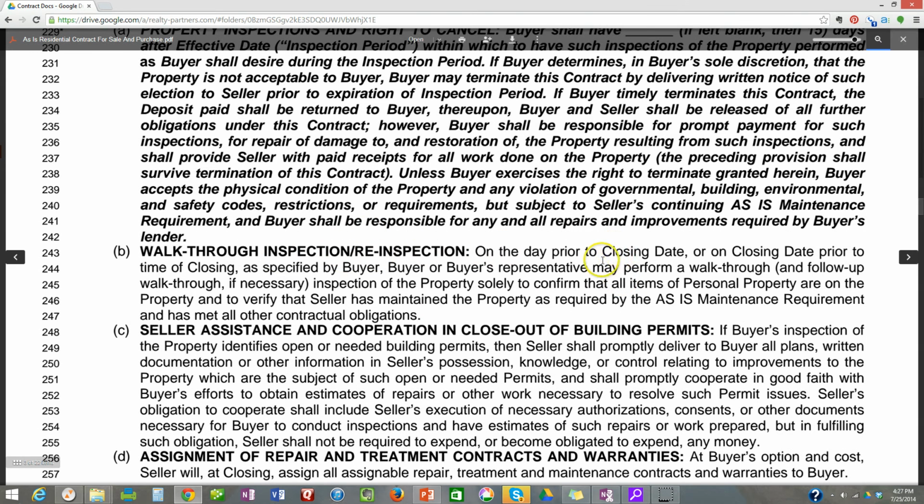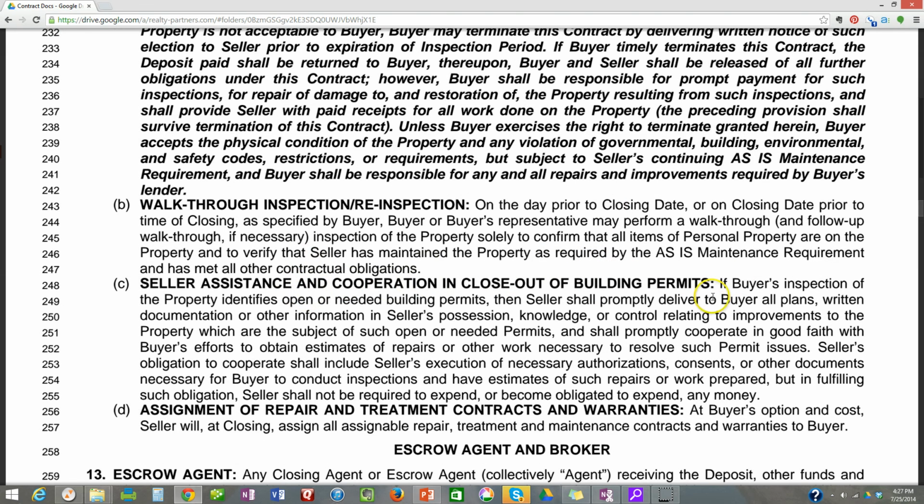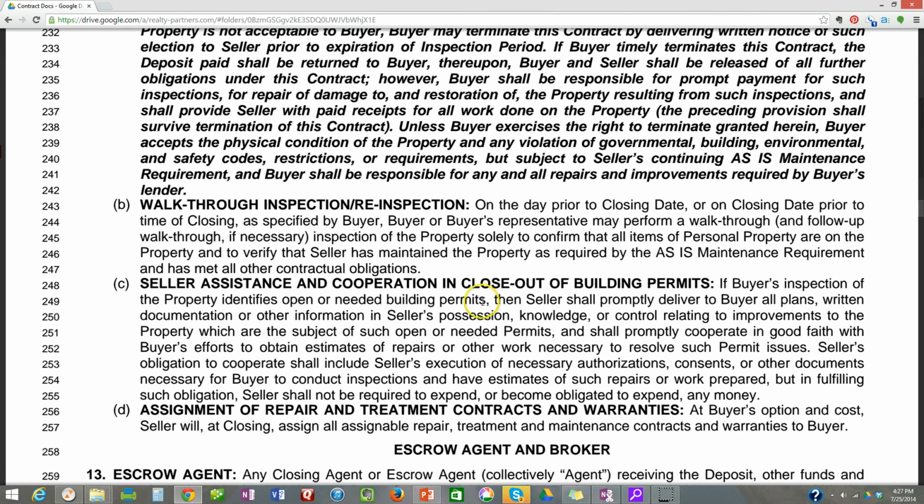Walkthrough inspection, re-inspection is pretty self-explanatory. Seller assistance in cooperation and closeout of building permits. Now, if the buyer's inspection of the property identifies open or needed building permits, and again, that will only happen if you do the inspection within that 15-day time period. And I can tell you from experience, a local lien search, depending on where, may take anywhere from 3 to 7 days. So that has to be ordered immediately.